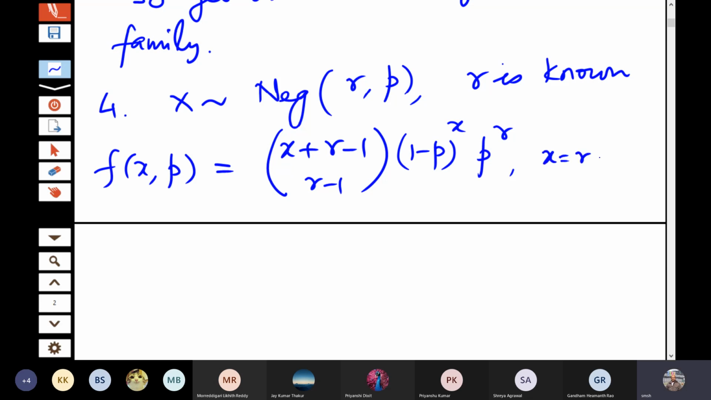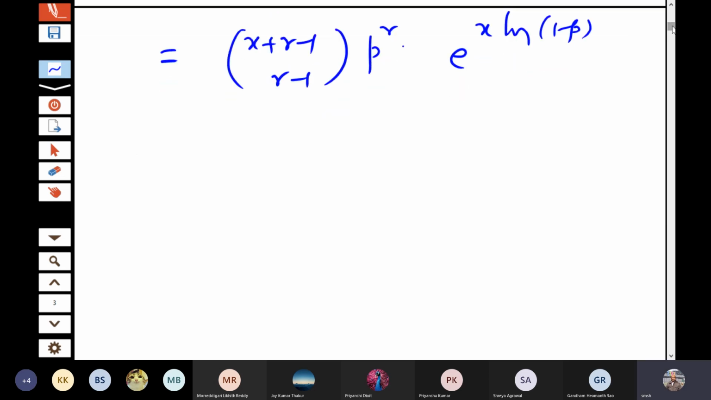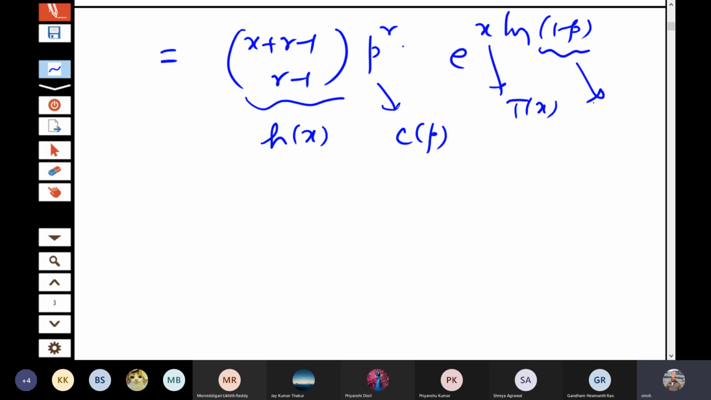Here x is equal to 0, 1, 2, and so on. So this we can write as (x plus r minus 1) C (r minus 1), p to the power r, e to the power x log(1 minus p). So again you can see that this can be considered as h(x). This is C(p), this is T(x), and this is Q(p). So negative binomial distribution with r known can be put in the form of an exponential family.